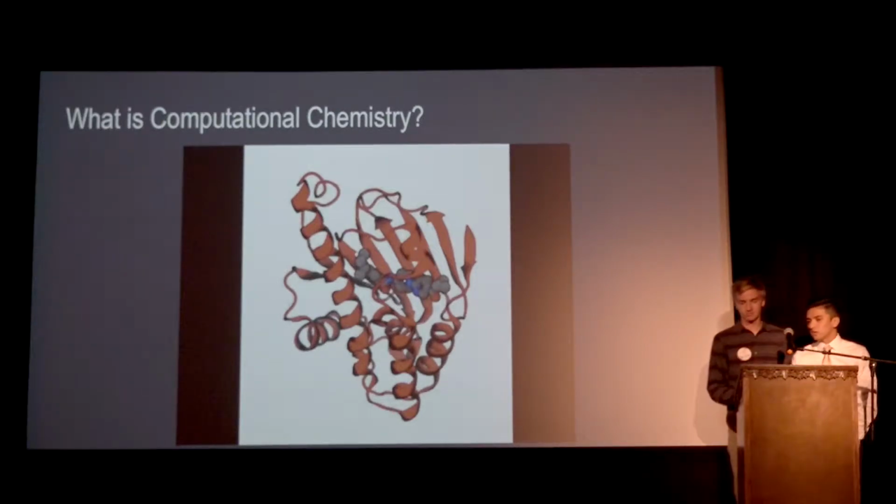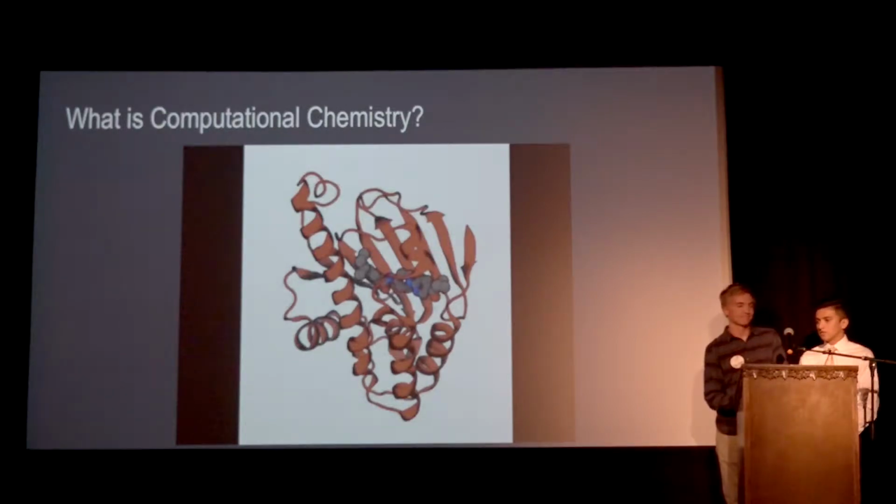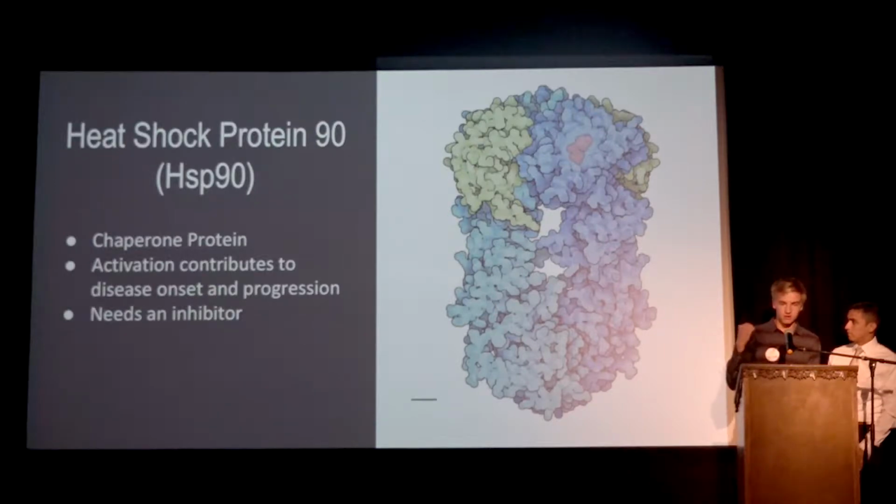And so computational chemistry is a branch of chemistry that uses computer simulations to solve chemical problems. And so essentially what that is, they study the movement of the protein and how it interacts with other molecules. Yeah, and that was supposed to be a movie back there, so just imagine it moving around a little bit.